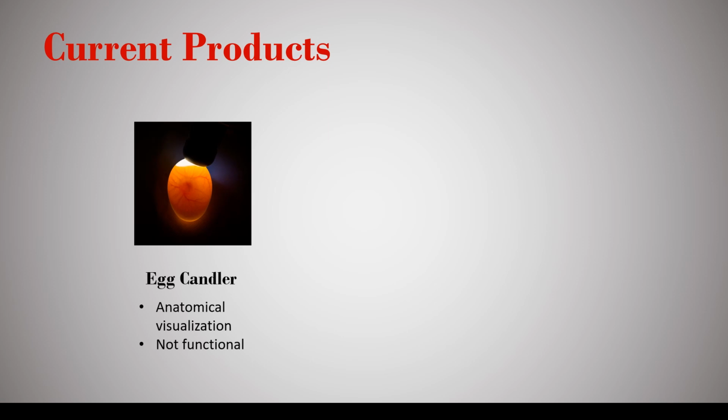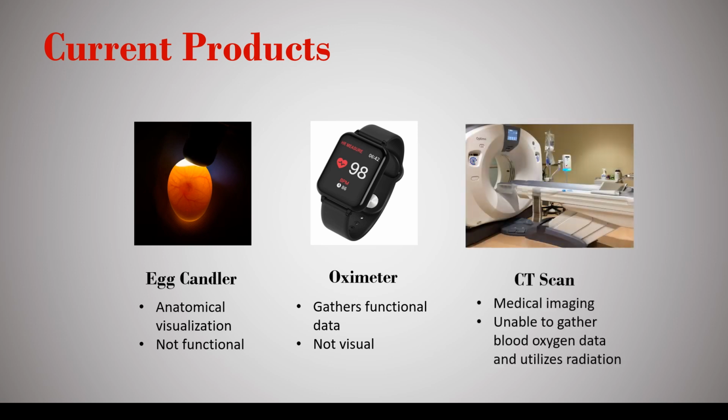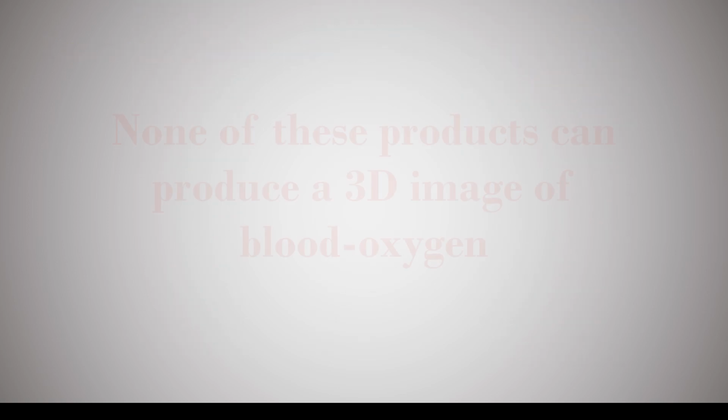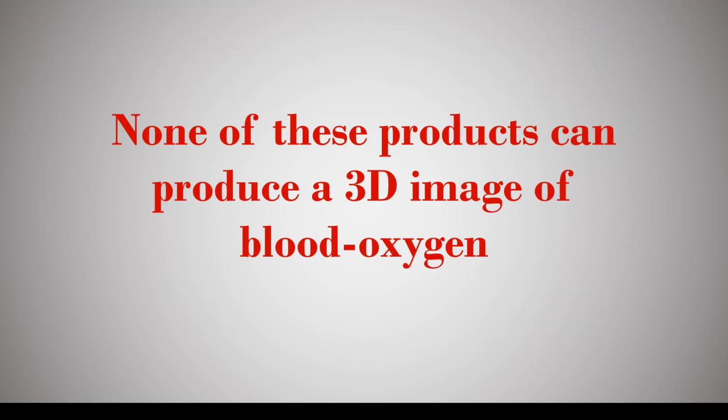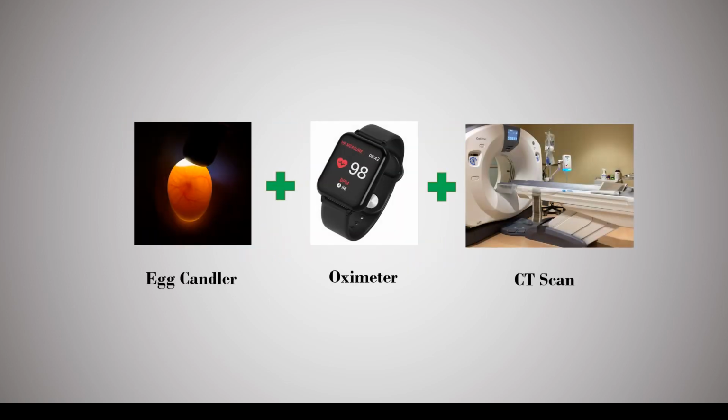Some current products relative to blood oxygen imaging include an EEG cannula, which provides an anatomical visualization of the vascular system and no functional data. An oximeter, similar to the one in your smartwatch, can gather functional data of blood oxygen but does not display any image. Finally, a CT scan, which is a medical imaging technique that is unable to gather blood oxygen data and utilizes damaging radiation. Now back to my previous question. The significance is that none of these products can produce a 3D image of blood oxygen. But by combining the advantages of each technique, we developed Spoto.